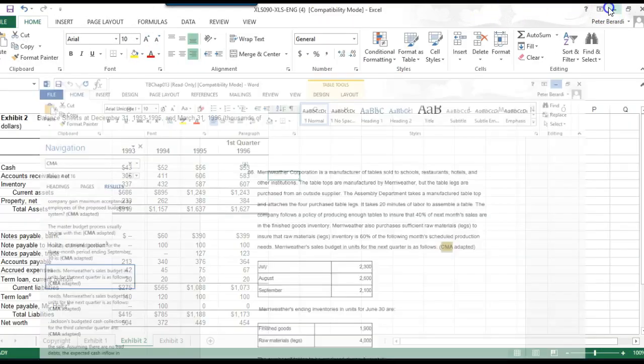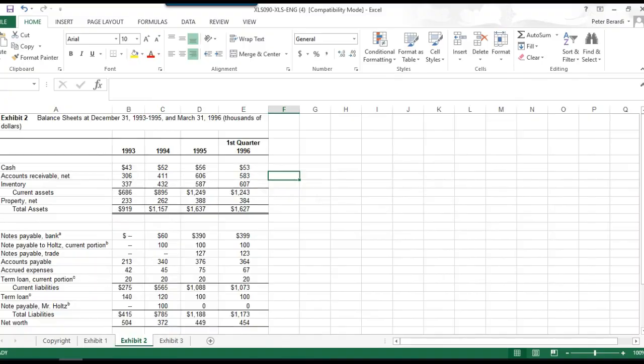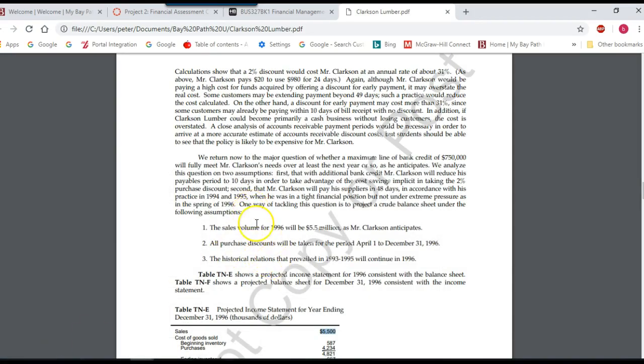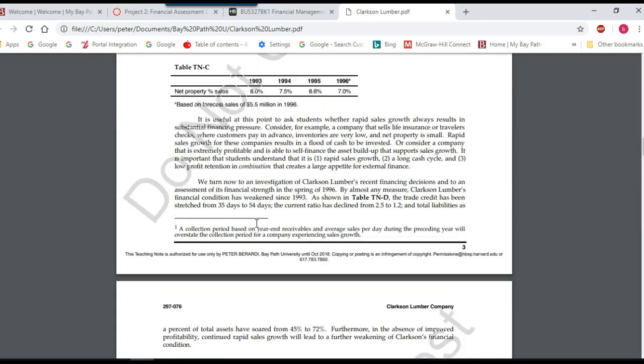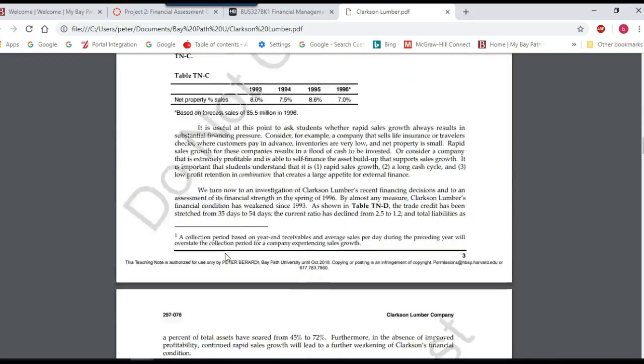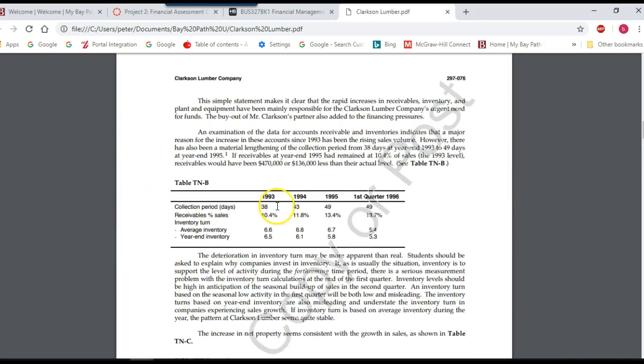They go back to the calculations of collection periods, and you can use your days sales outstanding ratio to figure out what your accounts receivable is, or use receivables as a percent of net sales. You can calculate your average inventory and your year-end inventory based on the turns.